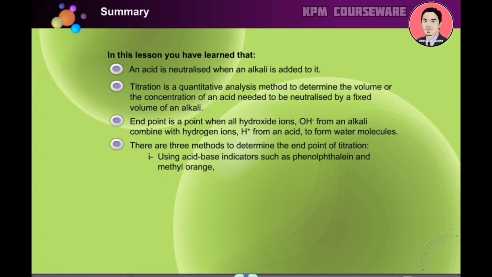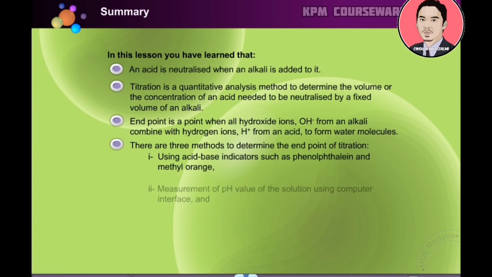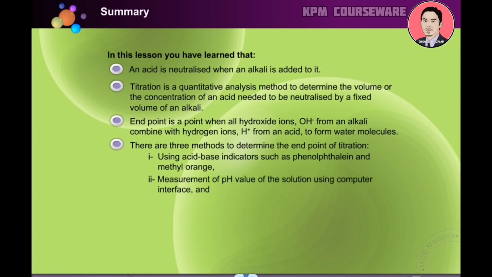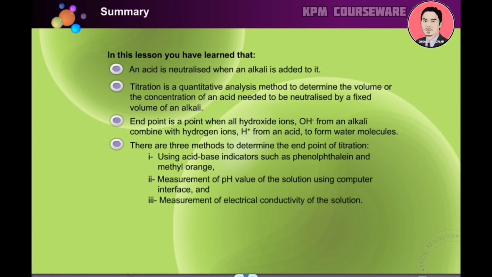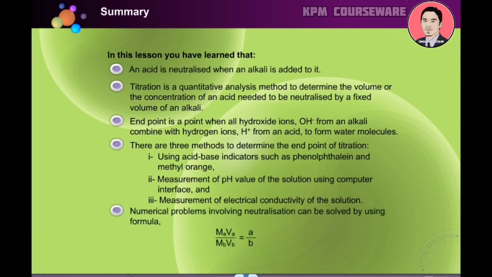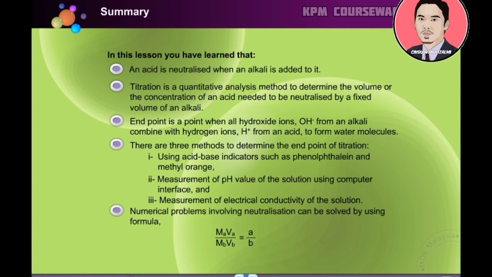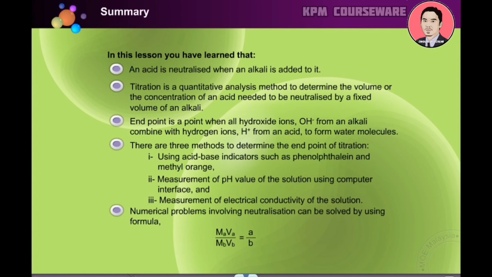Using acid-base indicators such as phenolphthalein and methyl orange. Measurement of pH value of the solution using computer interface. And measurement of electrical conductivity of the solution. Numerical problems involving neutralization can be solved by using the formula MAVA over MBVB equals a over b, where A stands for acid and B stands for base.